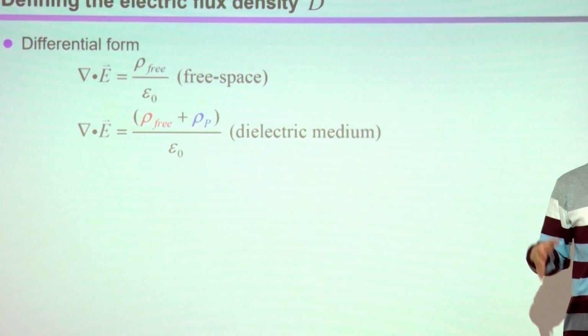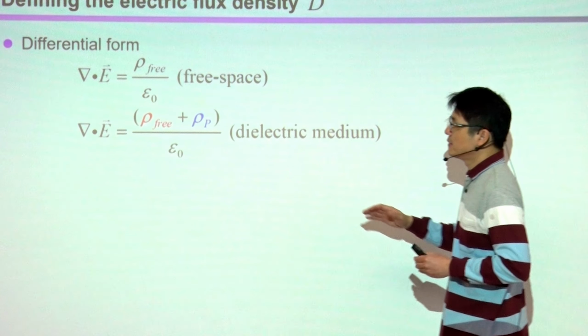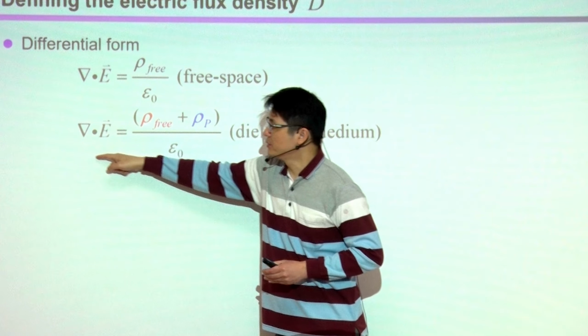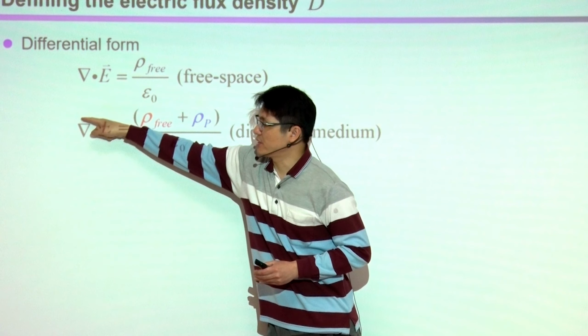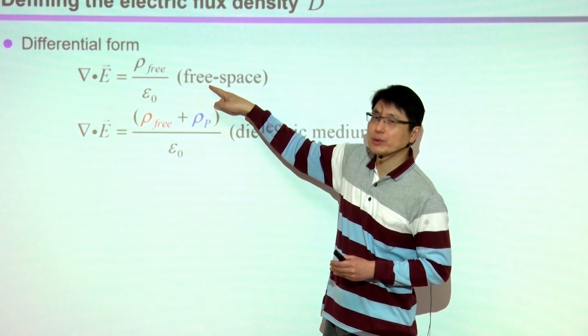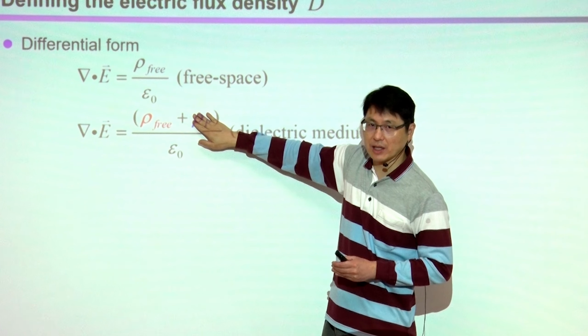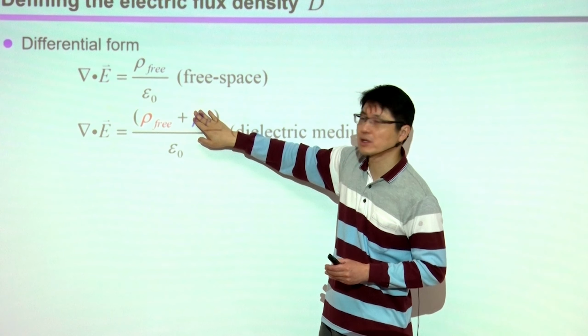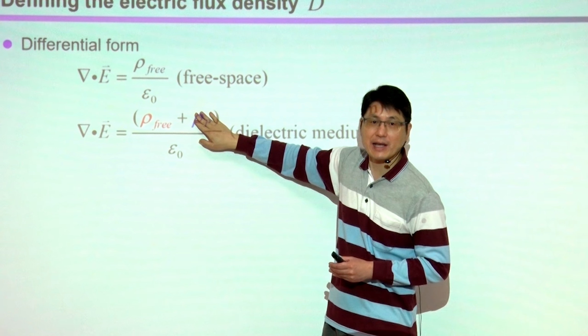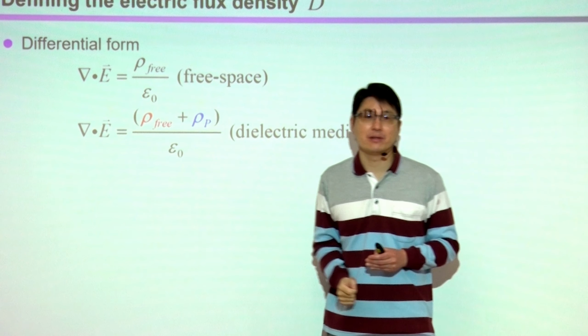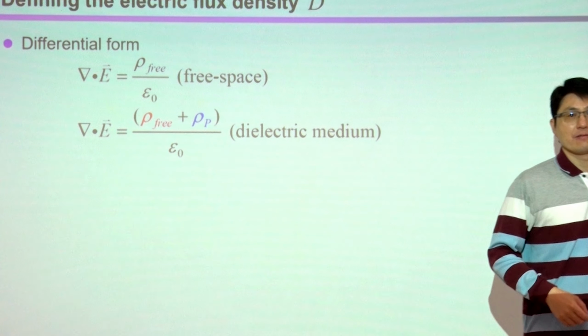Okay? So another way for you to remember is, this is the real generalized expression. But when you are going into free space, you have no way to induce electric dipoles. So rho p is always 0 for vacuum, and therefore you have the first fundamental postulate.